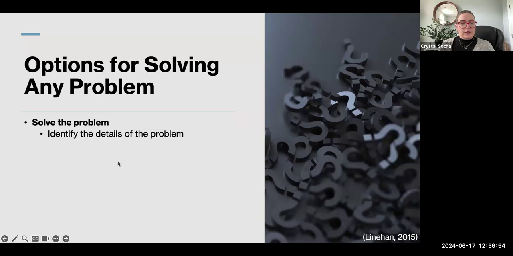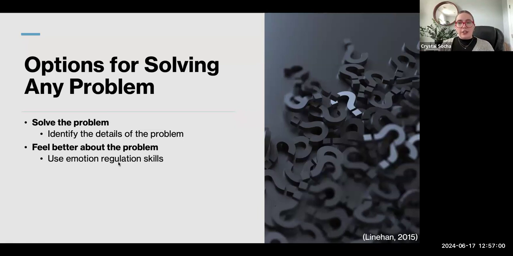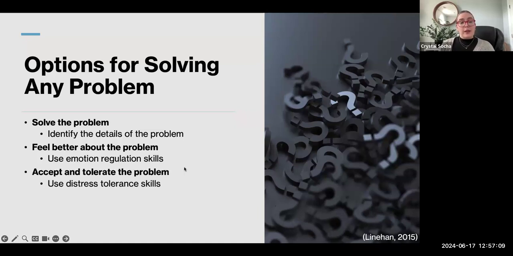And again, the first might be solve the problem if that's possible. But if you can't solve the problem, we want to teach individuals emotion regulation skills so we can try to feel better about the problem by changing our emotional response to it or regulating our emotion. We can also try to accept and tolerate that problem, so using distress tolerance skills, which we'll talk about next week. And then Marsha Linehan also talks about the fourth option being staying miserable. And what that really means is not using any skills or using ineffective skills. So this person might turn to substances, this person might turn to self-harm, this person might not have the skills to be effective.